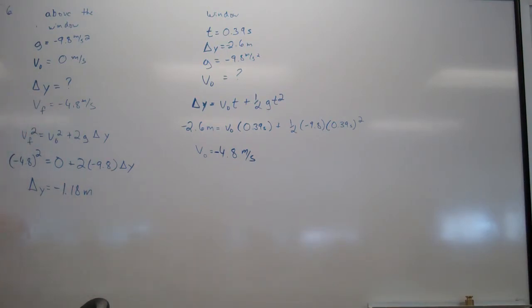And what we found there is how far it fell, so that's why it's negative. I wouldn't take off for making that negative in the final answer, but it means that it was dropped 1.18 meters from above the window. So if we figure out how far it fell, we can figure out from there. Questions on this one?